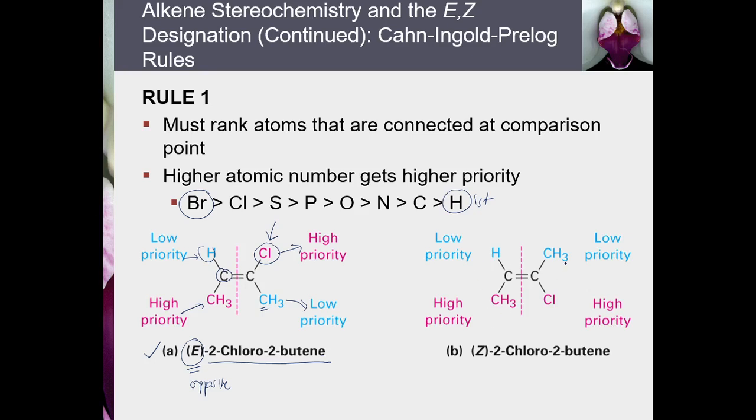Ito naman. So, ganun ulit. Same scenario lang ito. So, kinumpare na yung H versus CH3. So, higher priority yung CH3. Then, CH3 versus the Cl. So, the higher priority will be the Cl. Now, since the Cl and the CH3 are on the same side, so we will designate it as Z. So, Z, then you just proceed with the naming as usual. So, this is Z-2-chloro-2-butene.